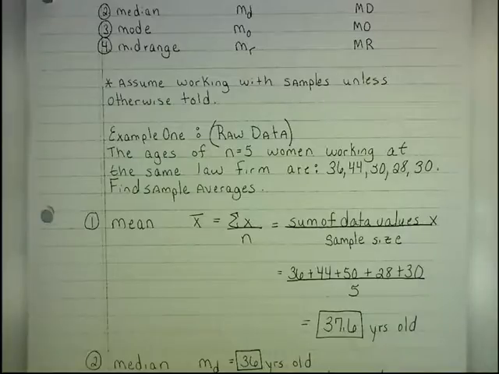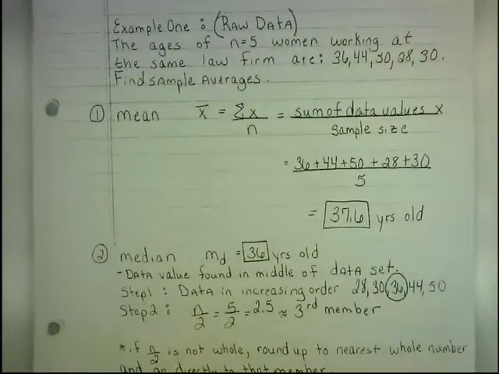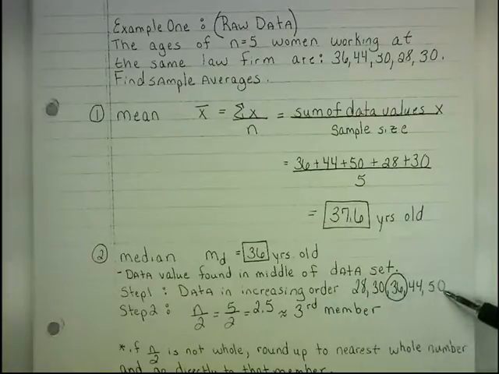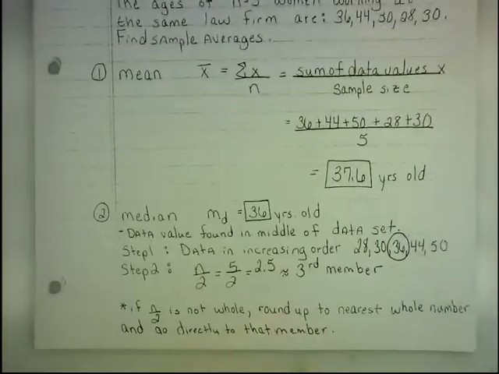Now, the median. With the median, the definition is the data value that falls in the middle of a data set, but only after you put the data in increasing order. So I'm going to have to list the youngest lady to the oldest lady: 28, 30, 36, 44, and 50. Since this is a very small data set, it's very easy for you to see that the median, the data value falling in the middle, would be the 36-year-old.